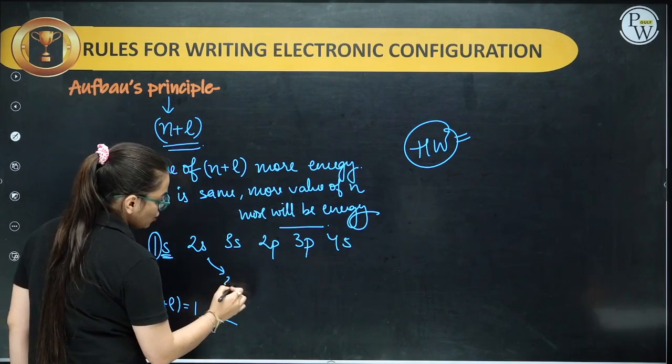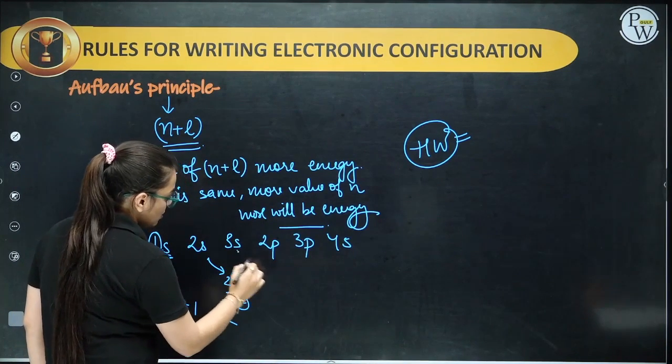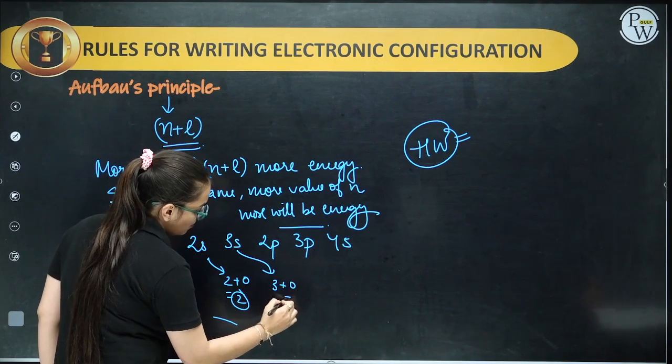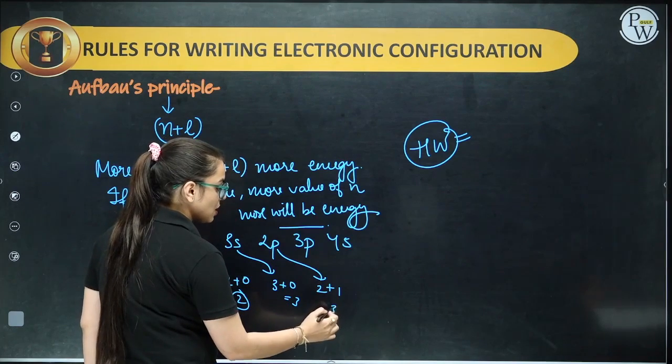For this case, n is 2. What is l for s? 0. So it comes out to be 2. 3s: 3 plus 0, it comes out to be 3. Now for this, 2 is n. What is l for p? It is 1. This comes out to be 3.